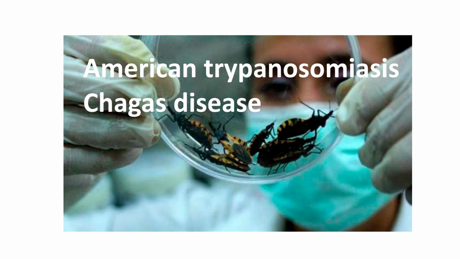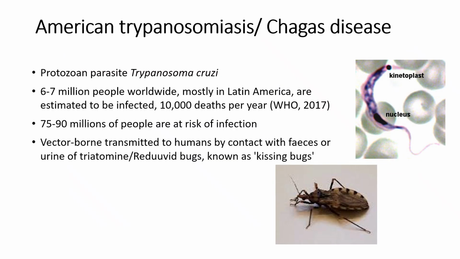Next, we move on to African trypanosomiasis, which is also Chagas disease. The infection is caused by Trypanosoma cruzi. If you look at the image on your right-hand side, this is how the parasite looks. It is C-shaped. C represents cruzi. This is how we remember the parasite's shape.